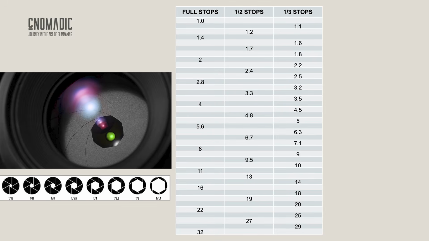It's important to understand the full stop scale. And there's a simple way to remember it. If you memorize the first two values, 1 and 1.4, you can build the rest of the table by doubling each sequence. 1 becomes 2, 1.4 becomes 2.8, 2 becomes 4, 2.8 becomes 5.6, 4 becomes 8, 5.6 becomes 11, 8 becomes 16, 11 becomes 22. And just like that, you now know the full stop table.